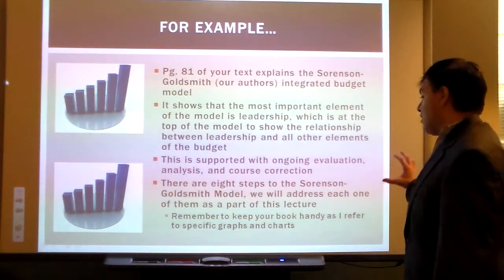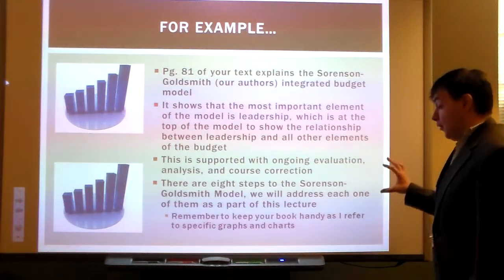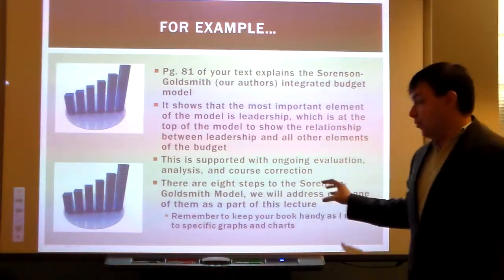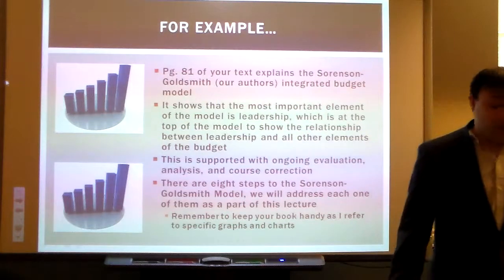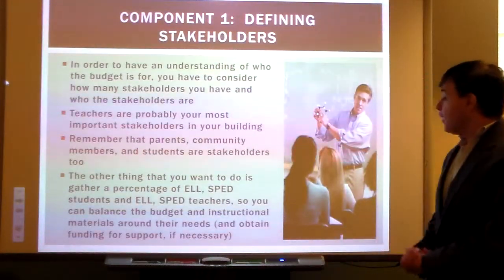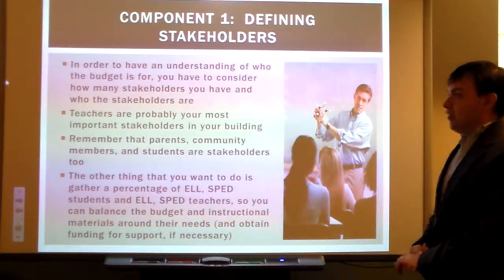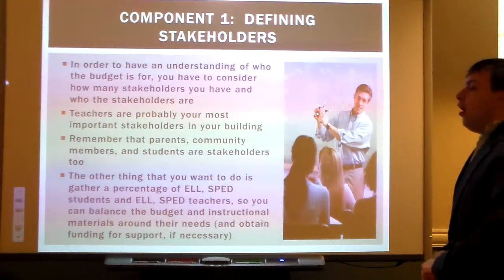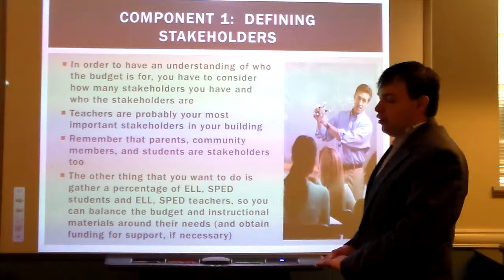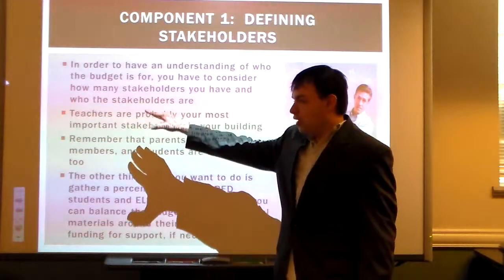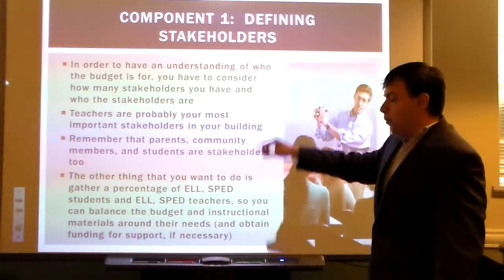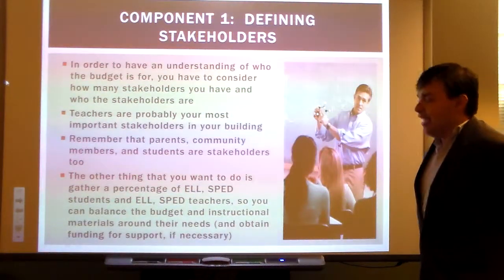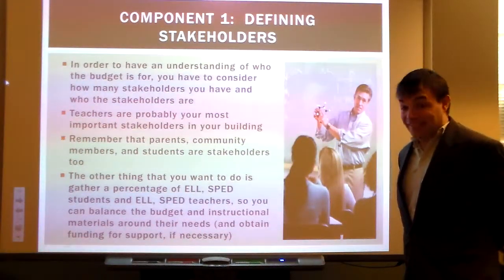We're going to go over the 8 steps to the model. This is important. If there's one big idea from this chapter, it's the 8 steps to the model, and that's what I want to cover here. So the first thing that you have to do is identify how many stakeholders you have and who they are. Obviously, you're designing your budget around teachers. Teacher salary, number 1, most important thing. They are the most important stakeholders in your building, and teachers cost money.